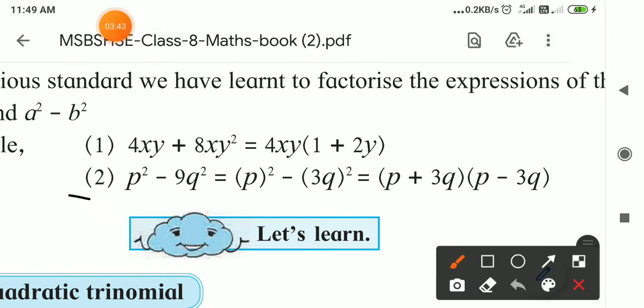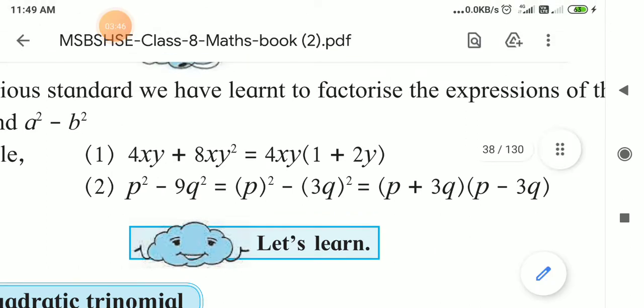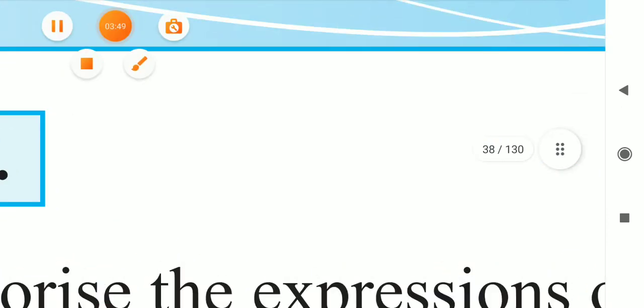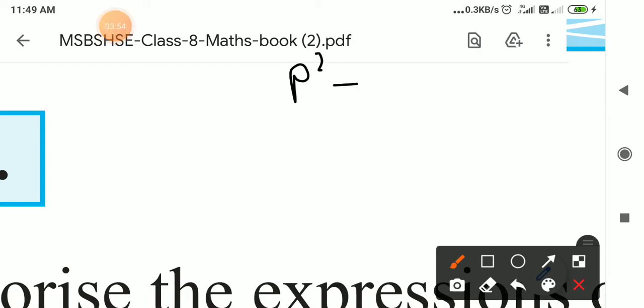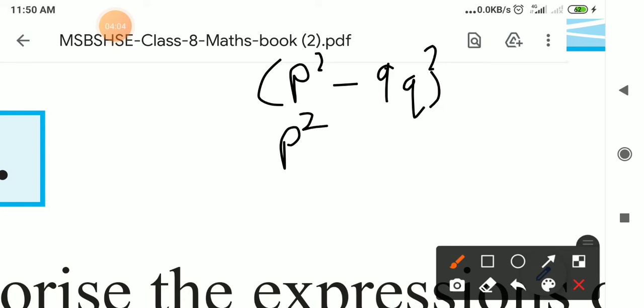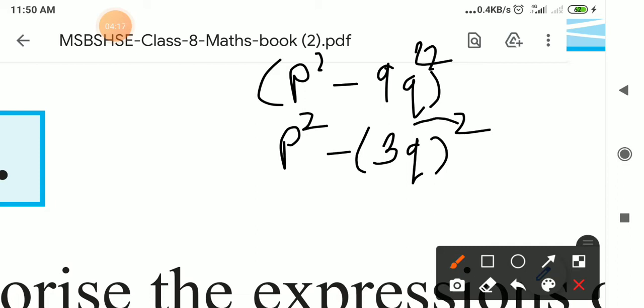The next recall question is p square minus 9q square. Sorry, it is minus here, not plus. As you know, 9 is the square of 3, so instead of writing p square minus 9q square, we can write p square minus bracket 3q whole square. This is the square of 3 and this is the square of q also.